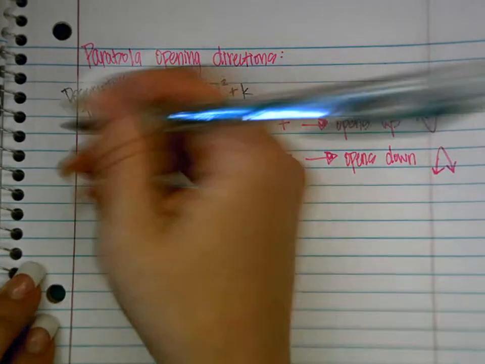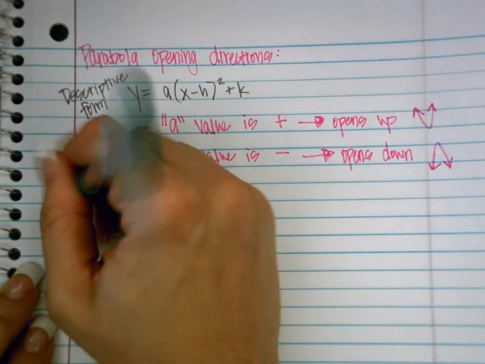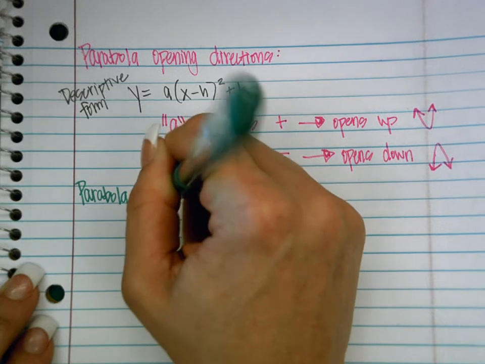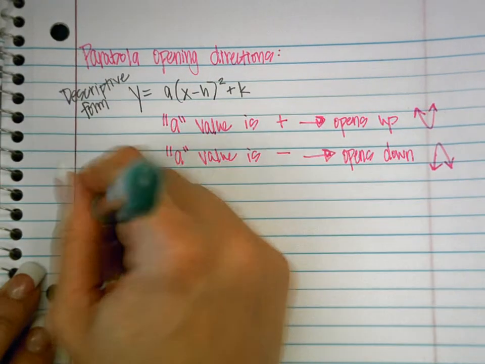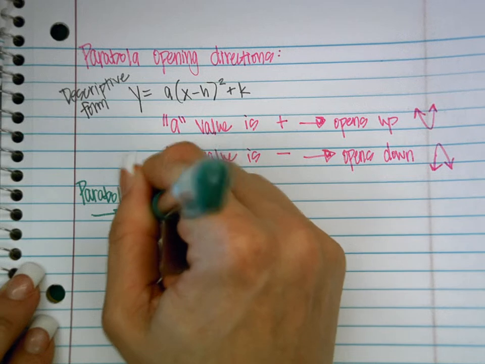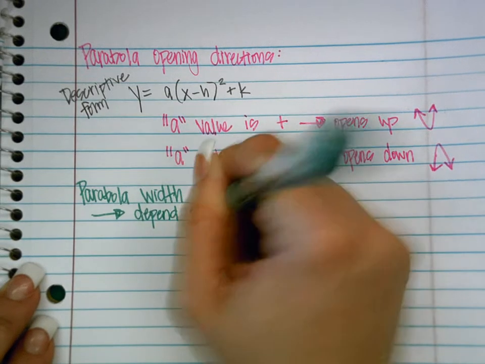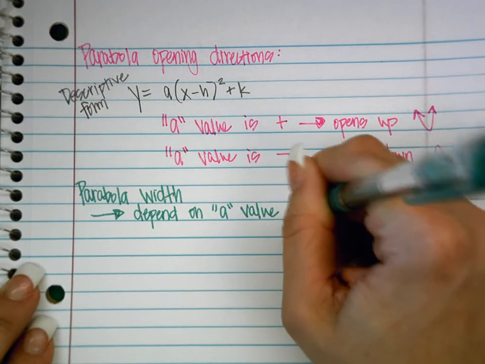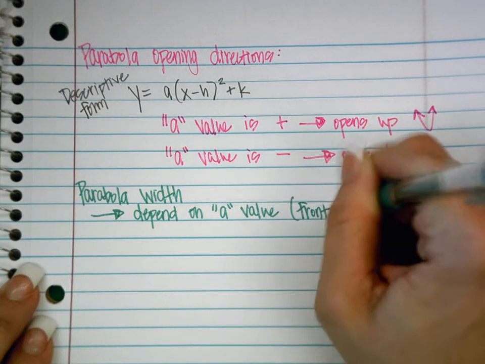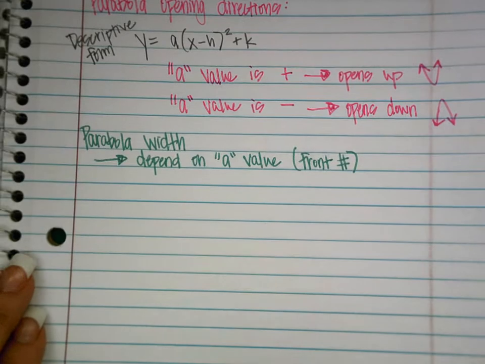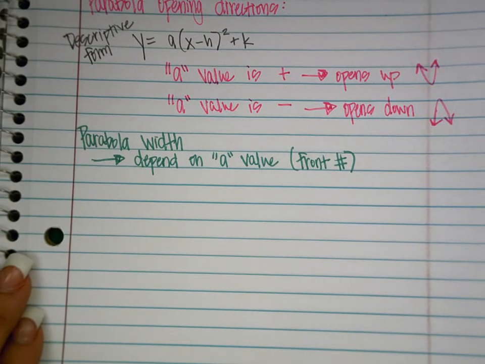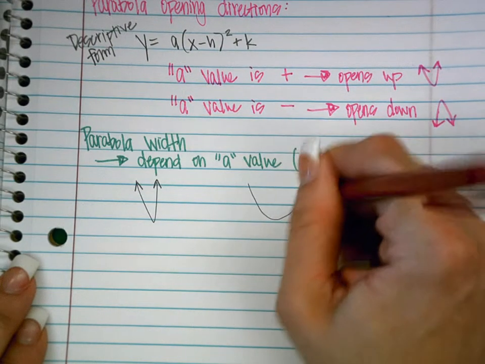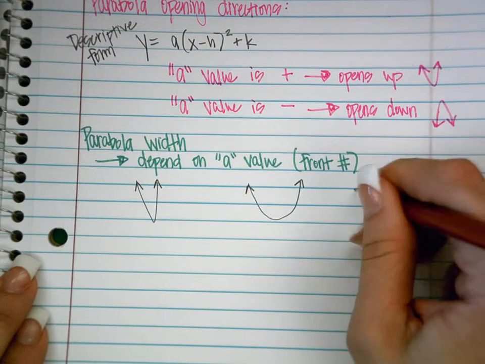Next thing I want to talk about is parabola widths, how wide a parabola is going to be. Parabola widths also depend on the a value. And remember, the a value is just the front number. There are 3 different widths of parabolas. There's ones that are kind of like this, there's ones that are about like this, and there's ones that are kind of like this.